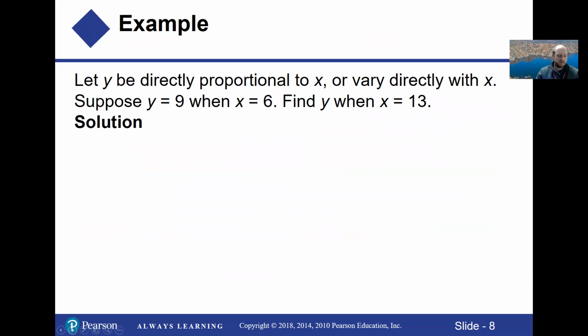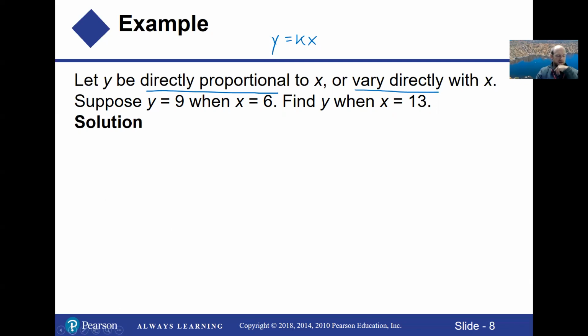So let me go through an example. This one I actually gave you all the steps here, and I just left it in. I'll go through an example where we don't have all this, but let's do this. Let y be directly proportional to x, or vary directly with x. So again, your clue is that it's directly proportional or it varies directly. So right away, you know it's a direct variation equation, y equals kx. Suppose y equals 9 when x equals 6. Find y when x equals 13.